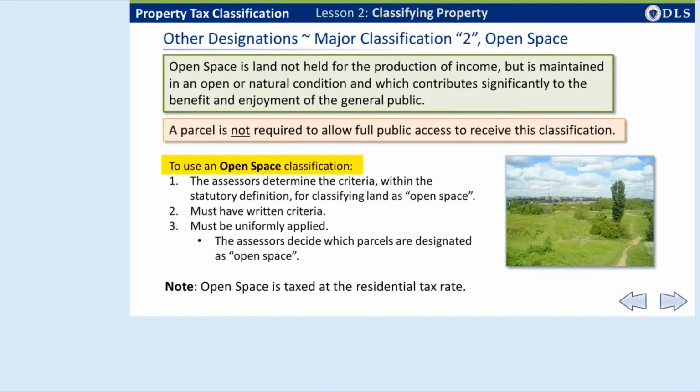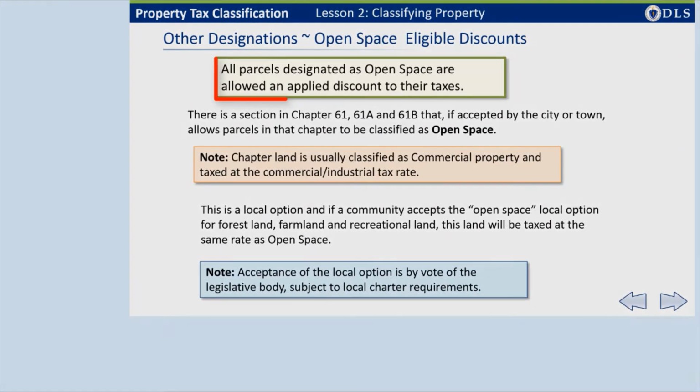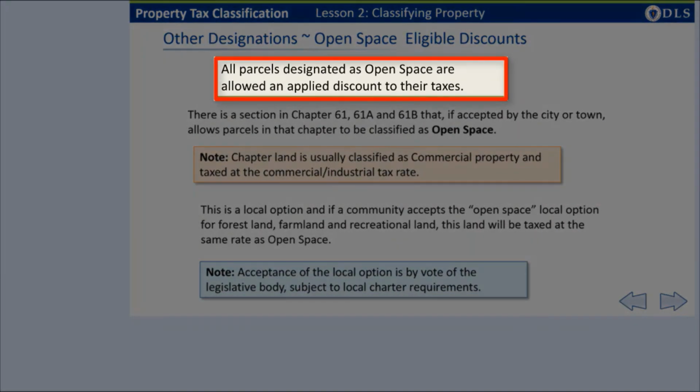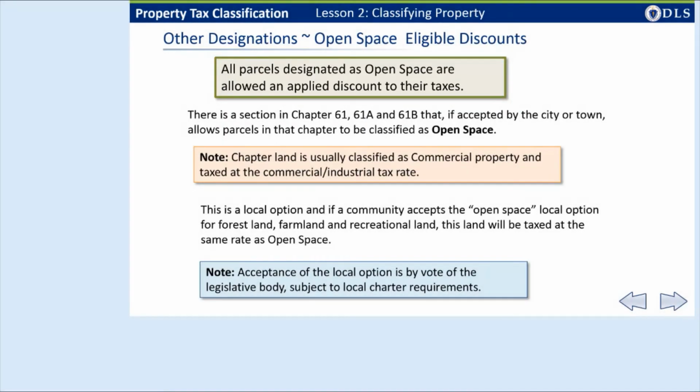To use the open space classification, the assessors determine the criteria, within statutory definition, for classifying land as open space. There must be written criteria, and it must be uniformly applied. The assessors decide which parcels are designated as open space. Parcels that are classified as open space are taxed at the residential tax rate. All parcels designated as open space are allowed an applied discount to their taxes. This will be explained in further detail in Lesson 3, the classification hearing.